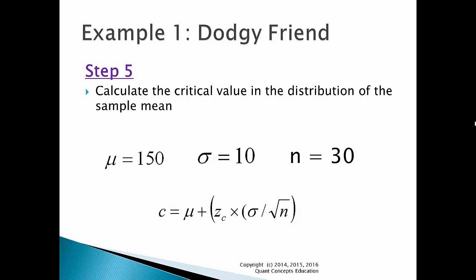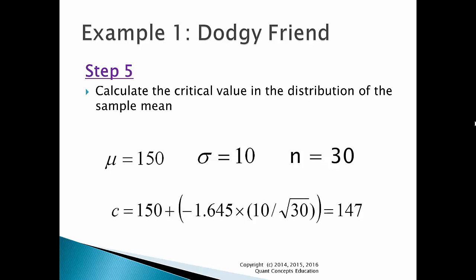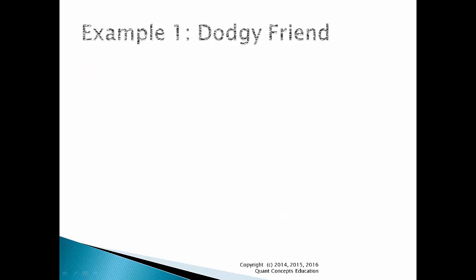Notice that we have all the values, so we simply have to sub them in. The Z critical value, ZC, that we found from the Z-table is equal to negative 1.645. And we get 147. Pretty easy, huh? All we had to do was sub in some numbers. But what does this mean?